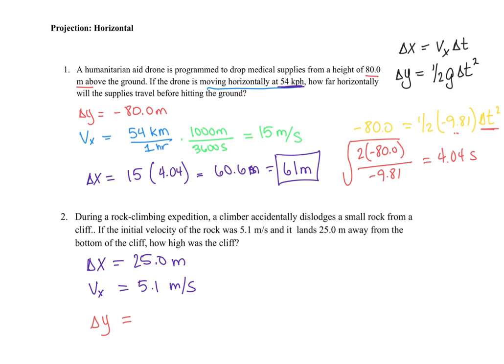Okay? So we need the time in order to figure that out. We have everything we need to solve for time. We know that the change in x is going to be the velocity of x multiplied by time. Fill in what you know. We know the change in x was 25. We know the velocity was 5.1. If you divide, you will get your change in time, which is approximately 4.95 seconds when you calculate that. 25 divided by 5.1.